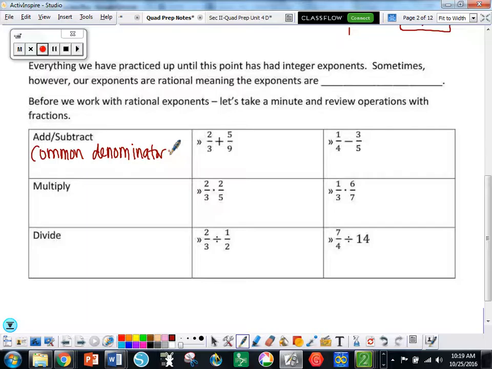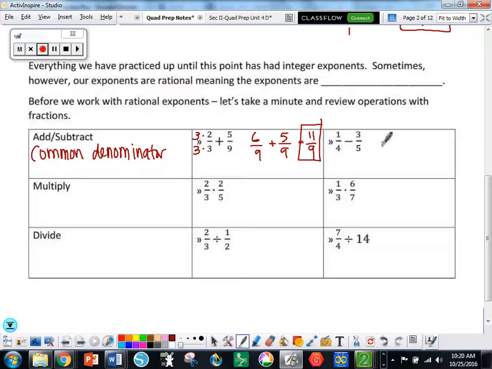Fine. Okay, common denominator. Look at this first one. What would the common denominator be? 9. So this 5/9 stays the same, right? What do you do with the 3? Triple it. So that means I have to triple this one, make it a 6. We are going to kind of fly through these because although they're not pleasant, it is something I expect you already know how to do.